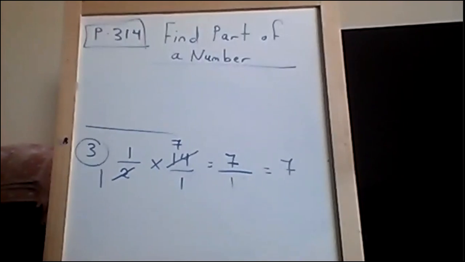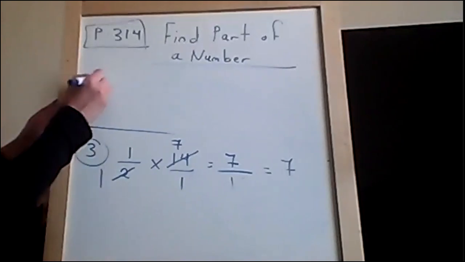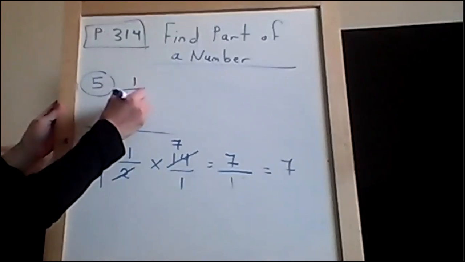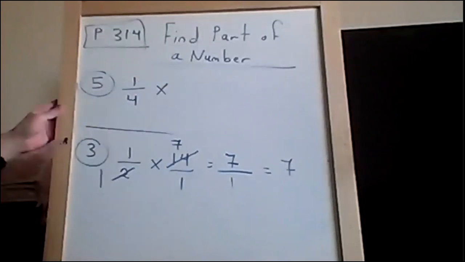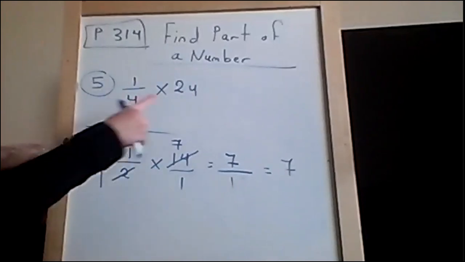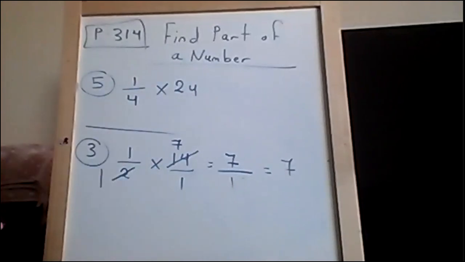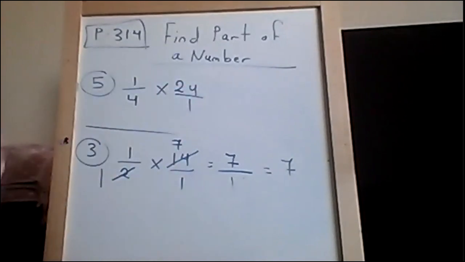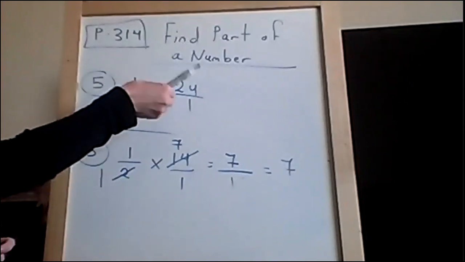I will write now question number 5. 1 out of 4 multiplied by 24. I told you, this is a whole number. You have to make it like a fraction. How? 24 over 1. Now, ask yourself, you have to make simplest form.